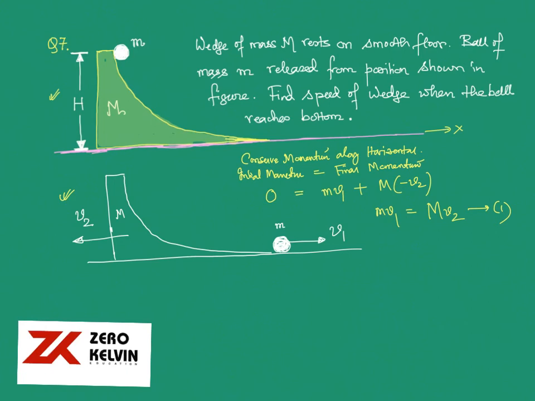The next equation you will get from work energy. So the loss in potential energy is the gain in kinetic energy, and that too for the system, for the whole system, not for individuals. So the loss in potential energy is mgh, and the gain in kinetic energy is half m v1 square plus half M v2 square.